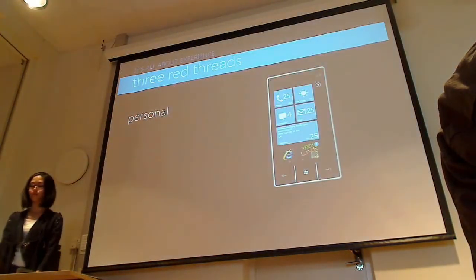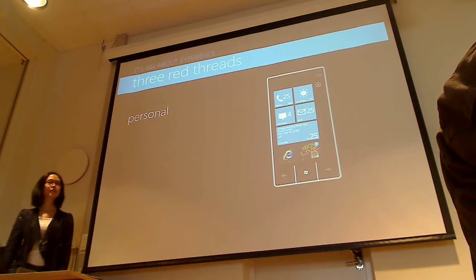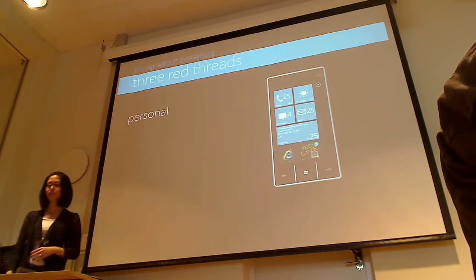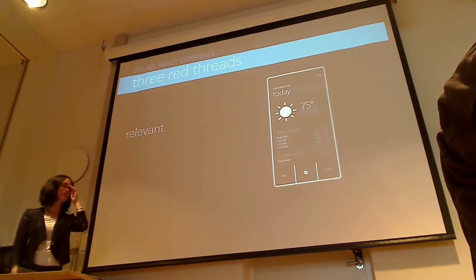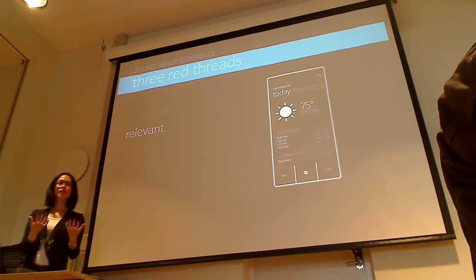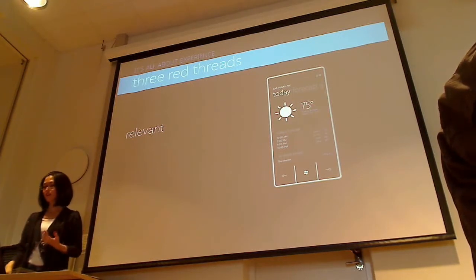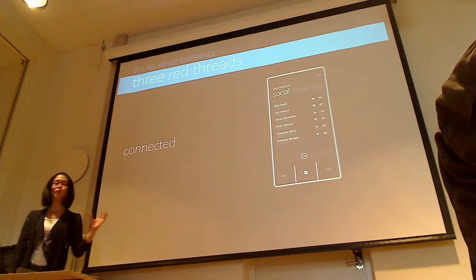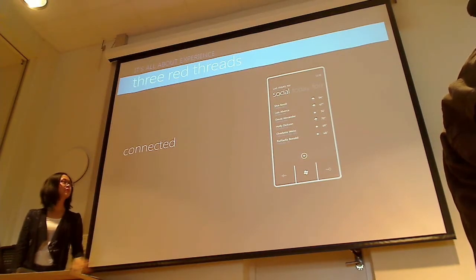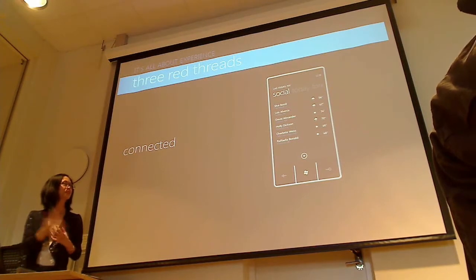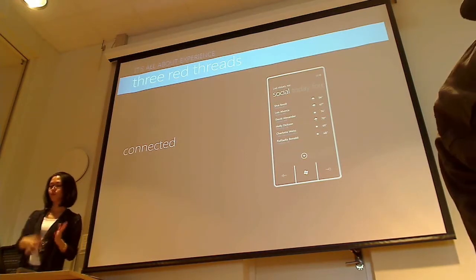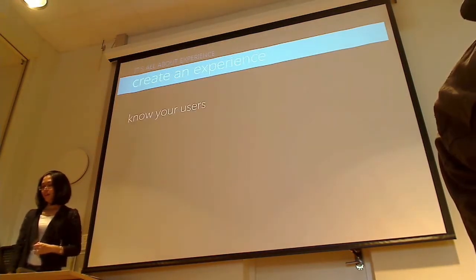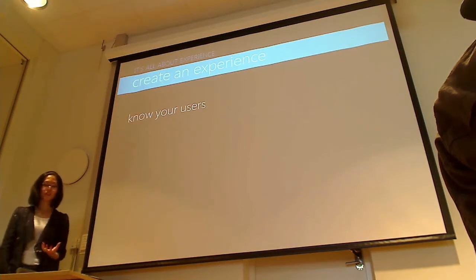So just as an example, the start screen is very personal. You can pin whatever you want there, and you can arrange the order and the colors. And let's say we take a weather application. It can be very relevant. Whenever you enter the application, it will show you the weather based on your current location. So that means that it's aware of where you are. If we take the same example, it could also show you a view of the weather based on your friends' locations. So somehow it's connected with your social network. Those are a couple of examples of how to make something personal, relevant, and connected.